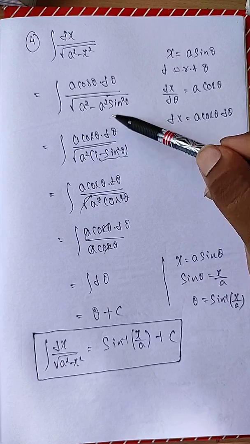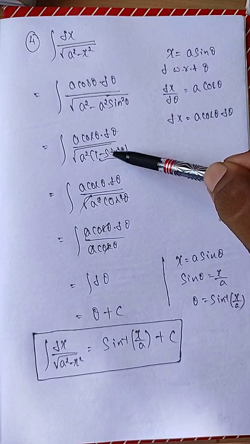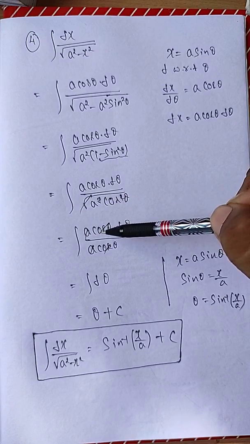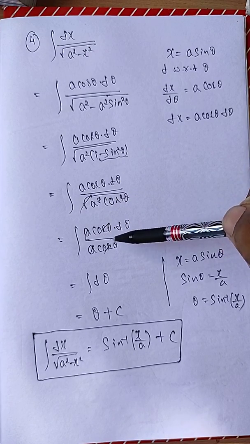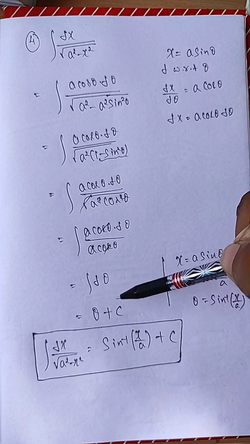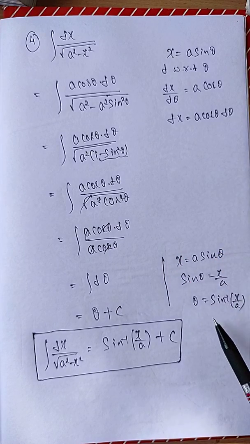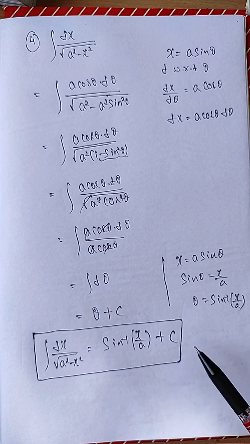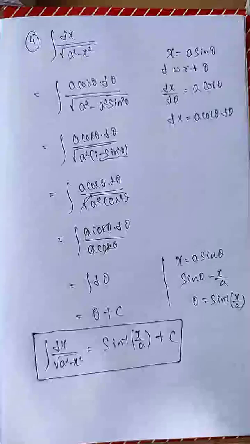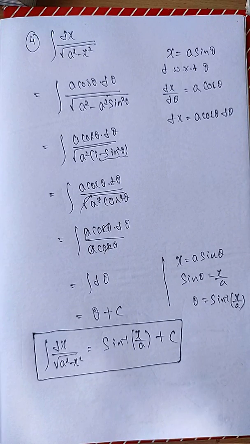I am taking a square as common. What is 1 minus sin square theta? 1 minus sin square theta is cos square theta. Square and root cancel. So we are left with integration of a cos theta d theta by a cos theta. A cancels, cos theta cancels. So we are left with integration of d theta. What is integration of d theta? Theta plus c. What is theta? Theta is sin inverse x by a plus c. Is it clear? Is it okay? So take a screenshot of this and copy it to your notes.